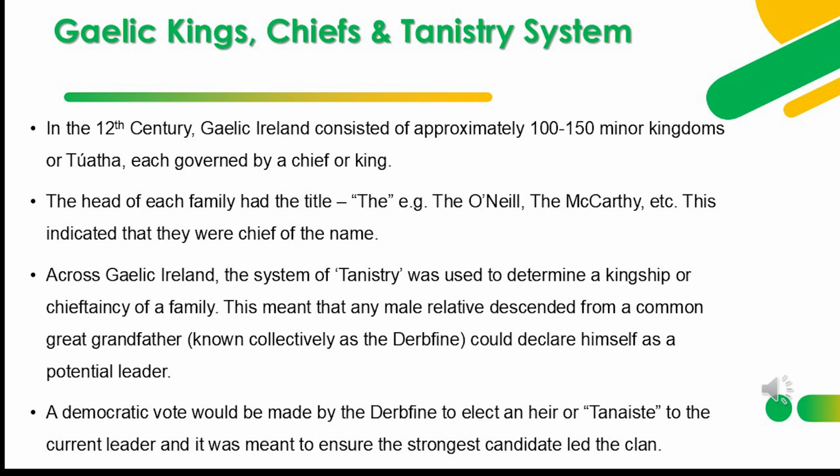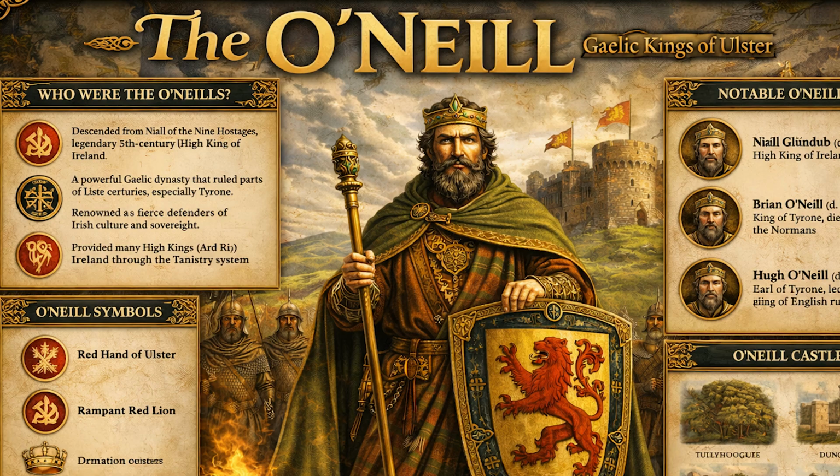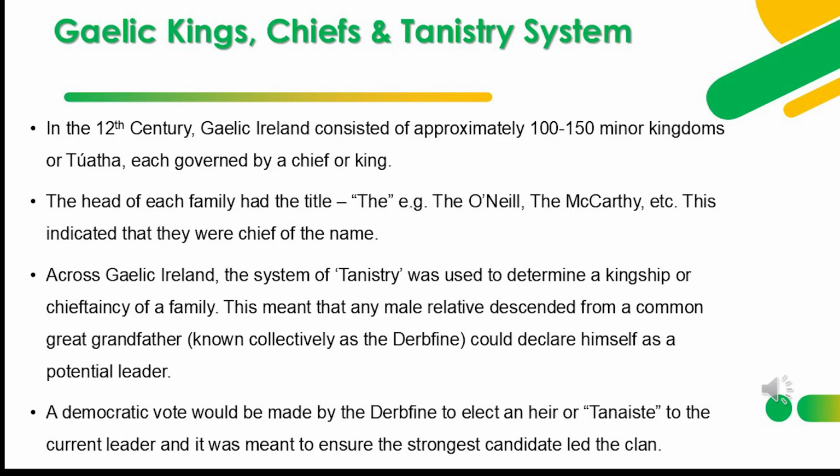The head of each family had a title. So for instance, the O'Neill family, the head of that clan was called the O'Neill. And across Gaelic Ireland, the system of tanistry, which I mentioned, was used to determine a kingship or chieftaincy of a family. This meant that any male relative descended from a common great-grandfather, which would be collectively known as a derbfine, could declare themselves as potential leader of the clan.